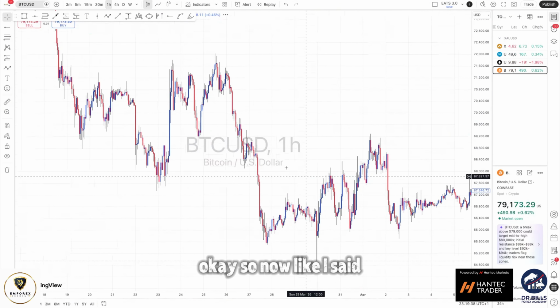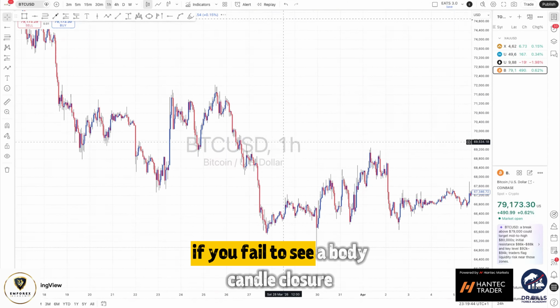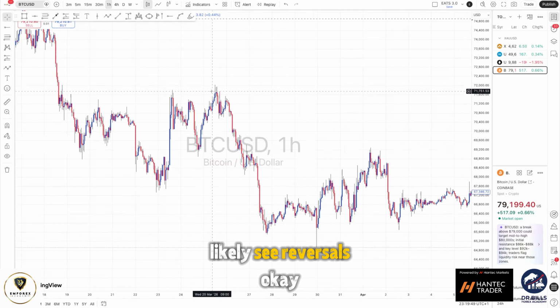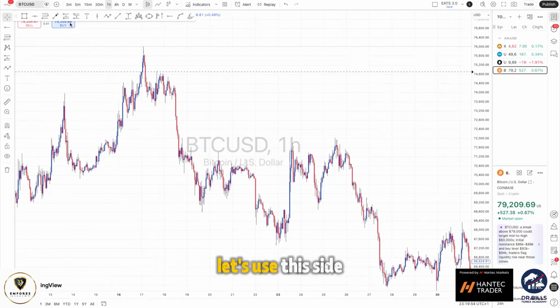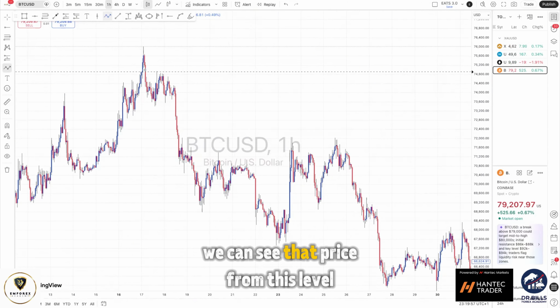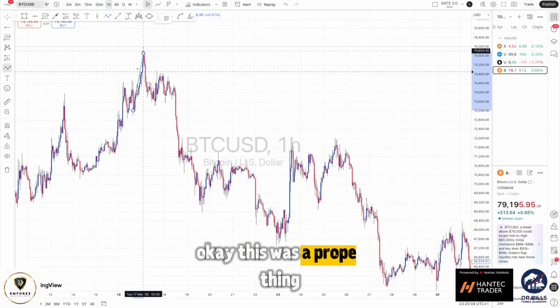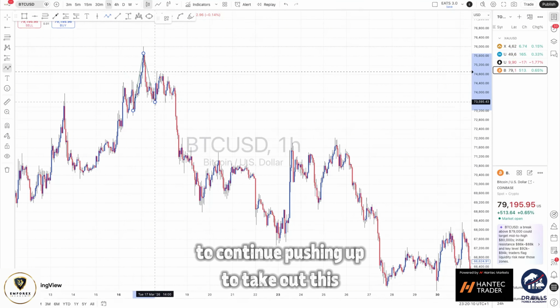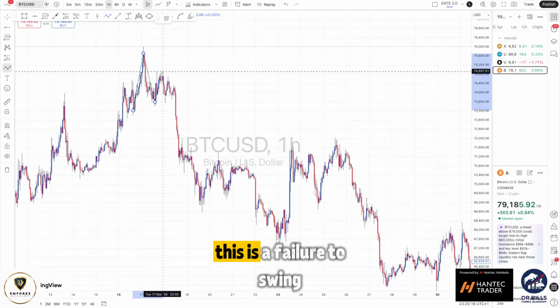Okay, so now, like I said, body candle closure is very, very important. If you fail to see a body candle closure, chances are that we might most likely see a reversal. Let's use this high. We can see that price from this level swept above this previous high. This was a proper swing. Then from here, we were expecting price to continue pushing up to take out this previous high. But what happened? It failed. This is a failure to swing.